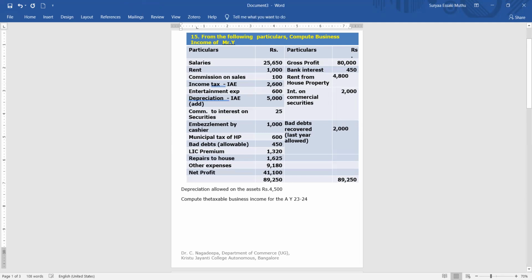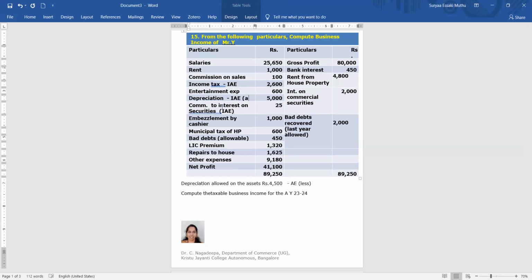Then the amount which is given in the adjustment will be considered admissible expenses, and this you are going to write in the less column. Next is commission to interest on securities. This is inadmissible, so I am writing IAE. Whatever I write as IAE should go to the add column. Remember that it is an inadmissible expense.